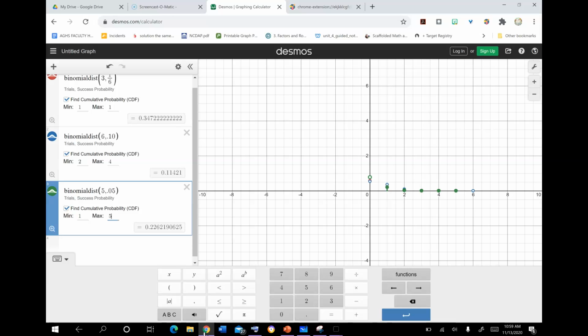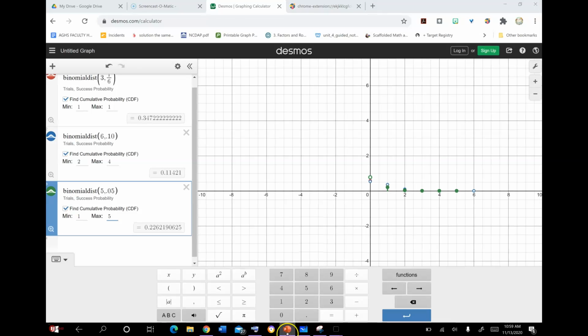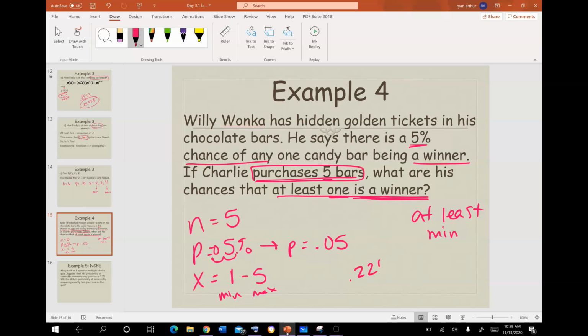So my answer here is going to be 0.2262. Move that decimal 1, 2. So there's a 22.62% chance that he will win. Okay? All right, last one.